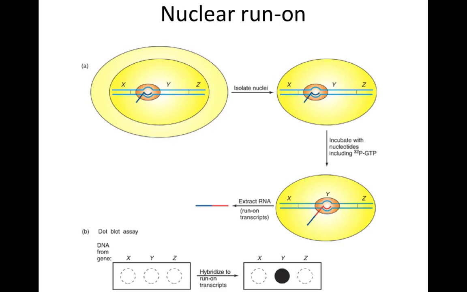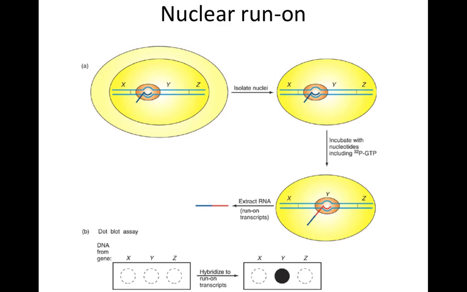So, as you can see, the polymerase is actually on gene Y, and that is what's being actively transcribed. And so by isolating nuclei that are actively transcribing gene Y, it would incorporate p32. In this case also, the slide indicates that the p32 is labeled to GTP.